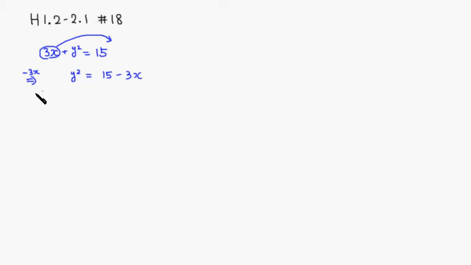Alright, then we have to get rid of the square, so we take the square root of both sides, so you get y. But every time you take the square root, you have to make sure that you consider the positive one and the negative one. So plus or minus square root of 15 minus 3x. Alright, so you can see that we ended up with two different formulas.